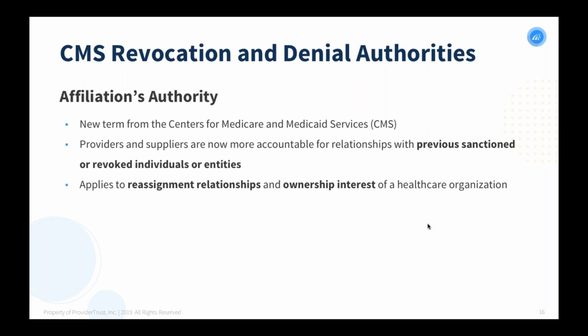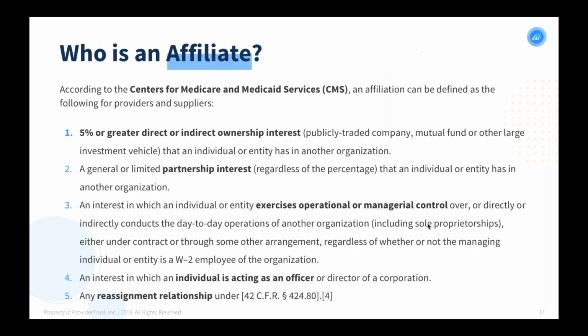But talking about even relationships with a previous sanctioned or revoked individual or entity is where they're drilling down and have never drilled that far before. This also applies to reassignment relationships, and we're not sure what that means. We couldn't really find much help in that regard. So that's an area I believe we'll all be seeking more comment and looking for directive from CMS shortly. But certainly ownership interest is going to become something you're going to have to figure out and find out. So let's start with who is an affiliate by definition under this new rule.